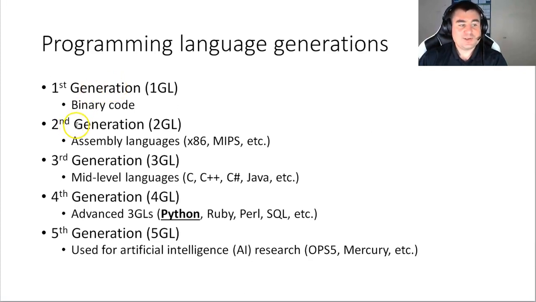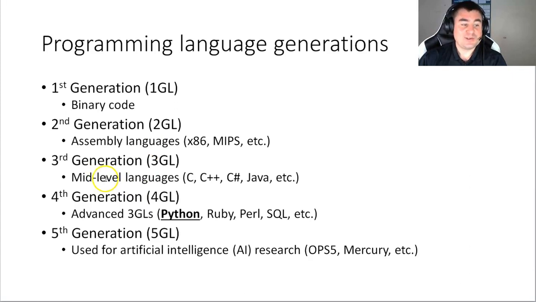The second generation is a bit more advanced, but not really. These are your assembly languages such as x86, MIPS, and a bunch of others. So these are one step higher than binary. They do contain some words or whatnot, but still, if you ever look at one, unless you study assembly languages, they are not that easy to understand.